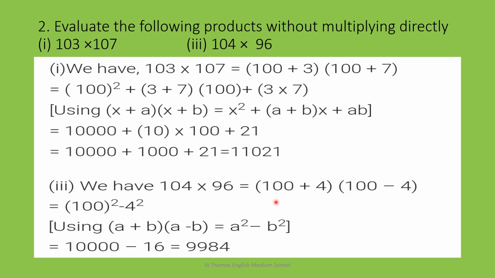Here a is 100, b is 4. That is 100 square minus 4 square. 100 square is 10,000. 4 square is 16. 10,000 minus 16 is equal to 9,984.